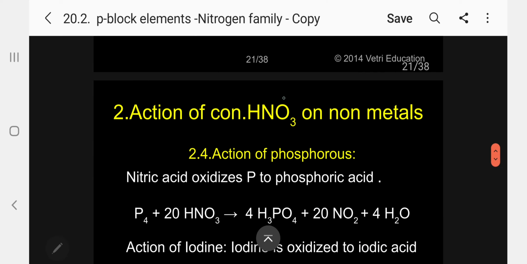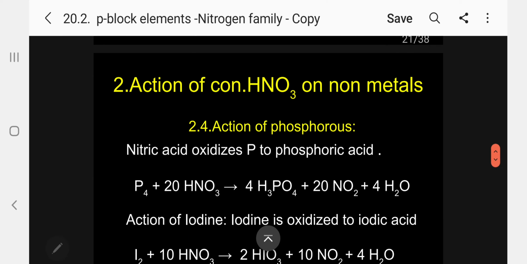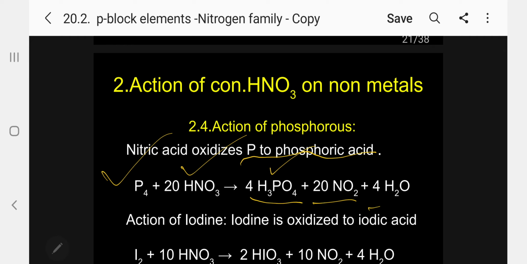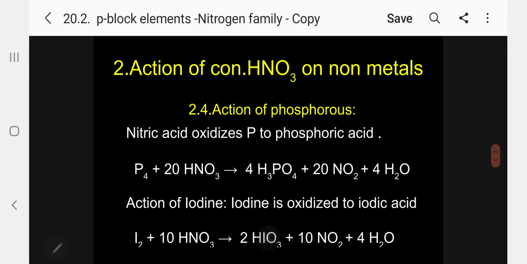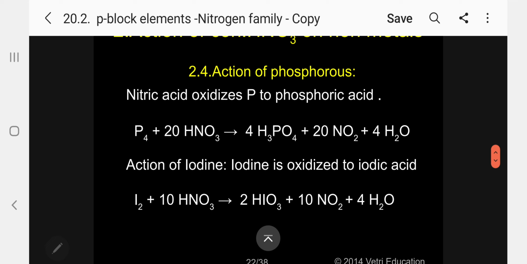The next one, action of phosphorus. Nitric acid oxidizes phosphorus to phosphoric acid. So P4, as usual, atomicity of phosphorus is P4. 20 moles of concentrated nitric acid reacts to give 4 moles of phosphoric acid, H3PO4, 20 moles of NO2 and 4H2O. The next is action of iodine, halide, solid.